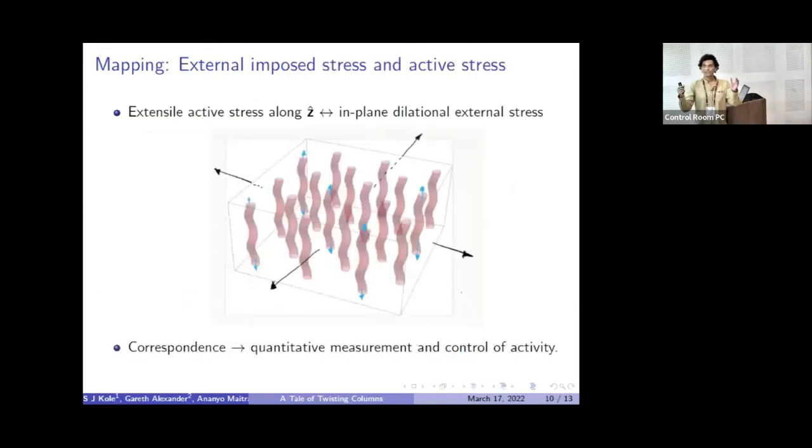As I said before, the interesting fact about such systems with broken translational invariance is that you can have an effective free energy like description. That is, you can map an active system, say of a lamellar phase or this columnar phase, onto an effective free energy description like system, where if the system is extensile, then you can prohibit the instability by pushing onto it in the plane. So this can help you measure the activity and also control the active effects.